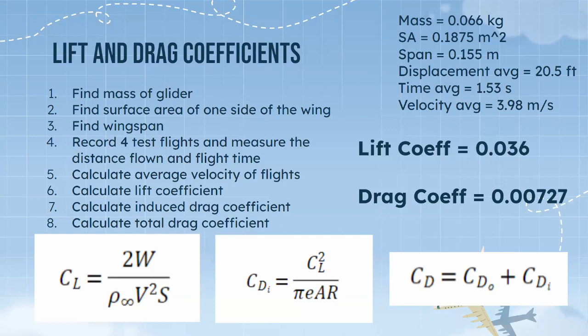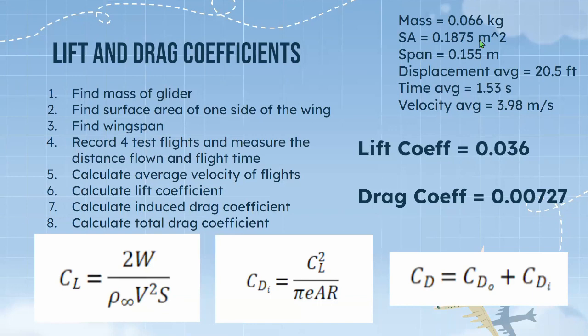I found the surface area on one side of the wing, found the wingspan, recorded 4 test flights, and measured the distance flown and average time, calculated the average velocity of the flights, then calculated the lift coefficient, the induced drag coefficient, and the total drag coefficient.